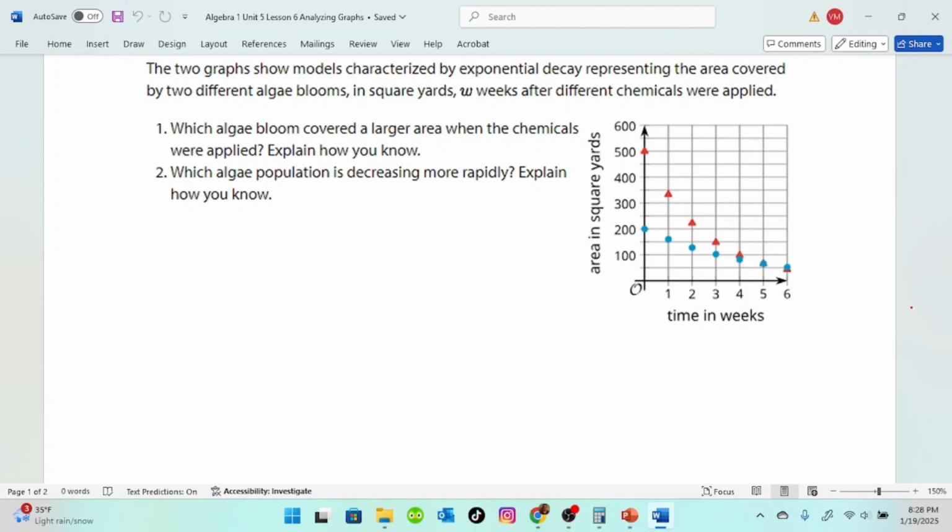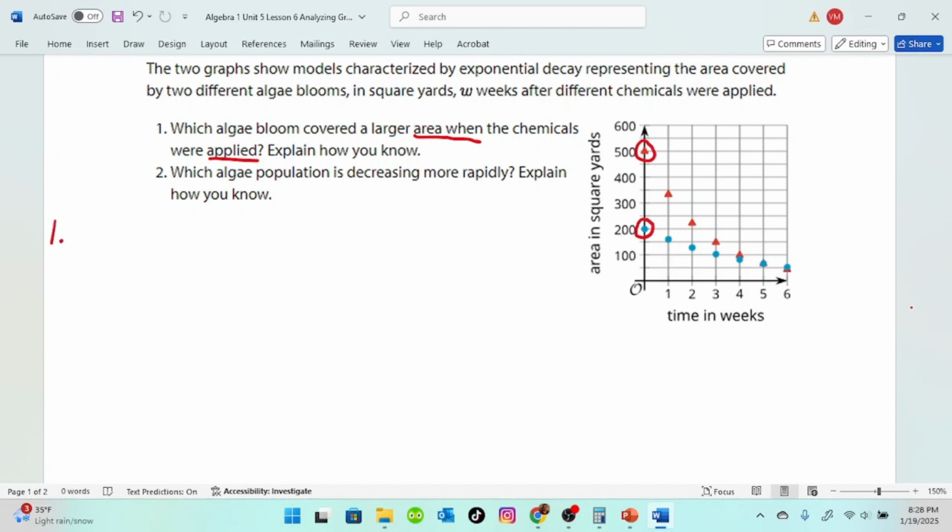So if we want to know the area when applied, this is going to be the vertical intercepts. For the red triangle, we see that right here at 500 square yards. For the blue circle, we see that down here at 200 yards.